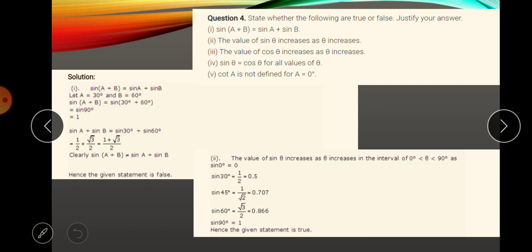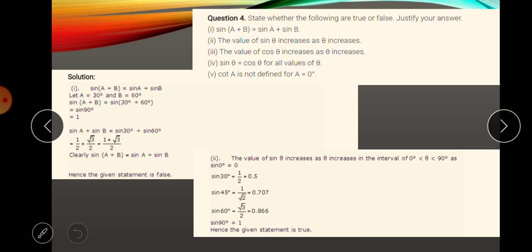Then it will be satisfied. Let me check. A equal to 30, B equal to 60. Then sine (30 plus 60) is sine 90, what is the value? 1. Substitute the same thing in the RHS. Sine 30 value is 1 by 2. Sine 60 value is root 3 by 2. Then 1 is not equal to 1 plus root 3 by 2. Then the first one is wrong.